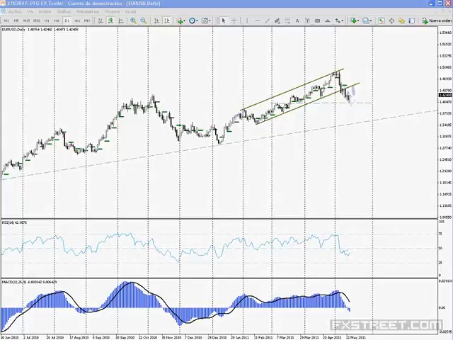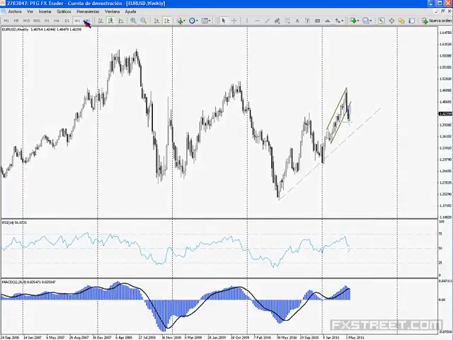On the euro dollar, we start here on a daily chart. We see clearly the pair is still in an uptrend, as evidenced by the sequence of higher highs and higher lows. We can see those on the weekly chart. Let's switch to the weekly chart here. We see an ascending support line on the weekly chart.